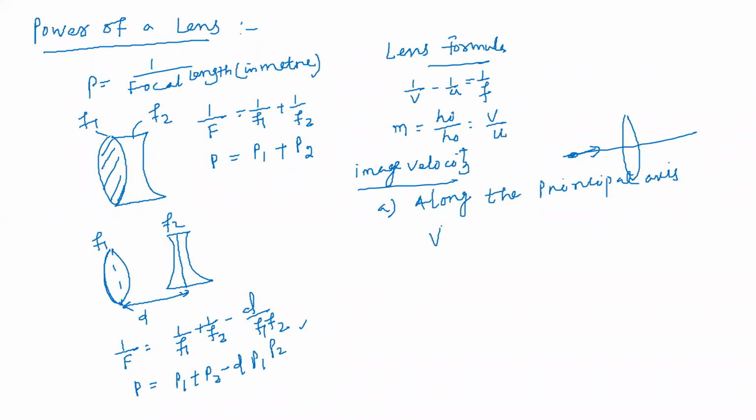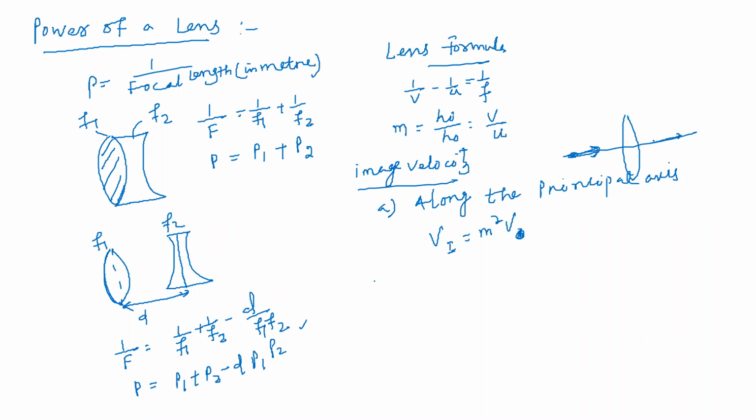Then velocity of image will be equal to magnification times velocity of object. At what velocity is the object moving? And what is the magnification? You can find it by v by u. Yes or no? And students, the velocity of image and velocity of object are in the same direction. If the object is going in this direction, then the image is also going in this direction.